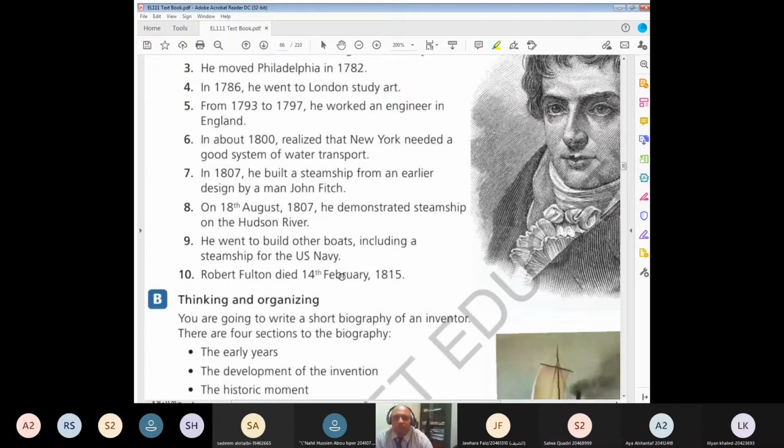Salwa. Okay. Number 4, everyone. In 1786, he went to London study art. I think "to" study art. Okay. So he went to London to study art.